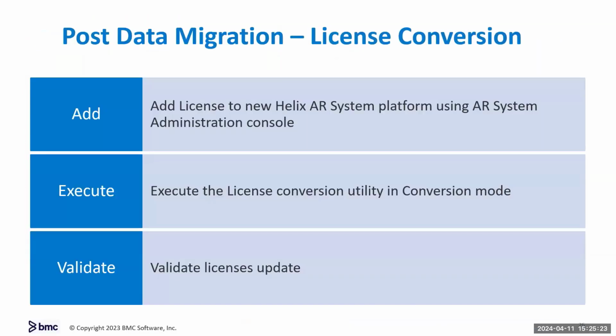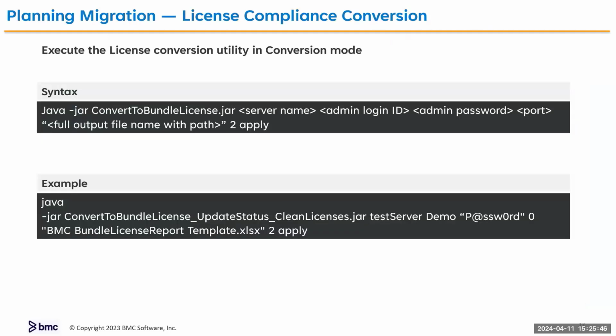In this section, we will outline the steps to convert from the classic license model to the bundle license model. Begin by adding licenses to the new Helix ER system platform, followed by running the conversion utility in conversion mode. And finally, validate the license using the people form to ensure successful conversion. This is a sample syntax.